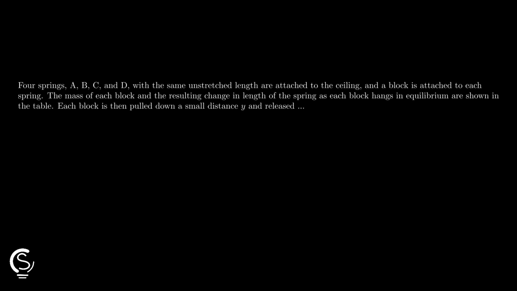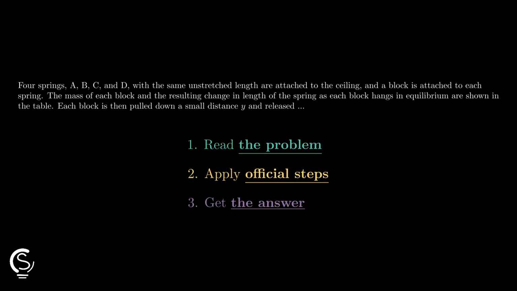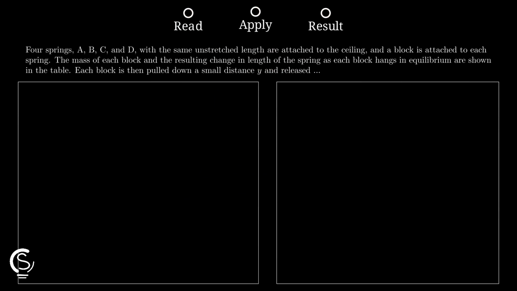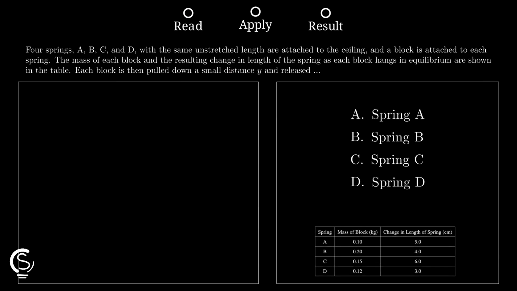Finding the spring with the highest frequency is easy if you know the right formula. Let's solve this physics problem together in just 60 seconds. Frequency for a mass on a spring depends on the spring constant and mass. The formula is frequency equals 1 over 2 pi times the square root of k over m.